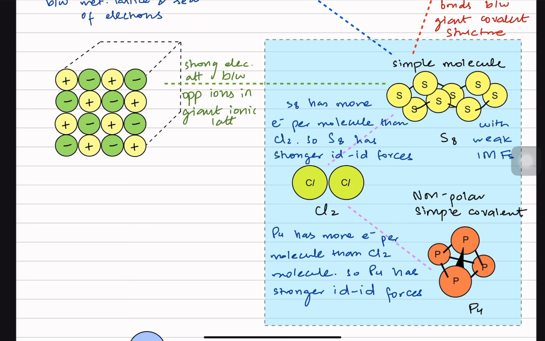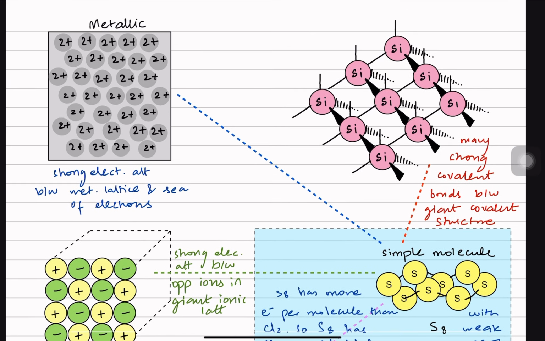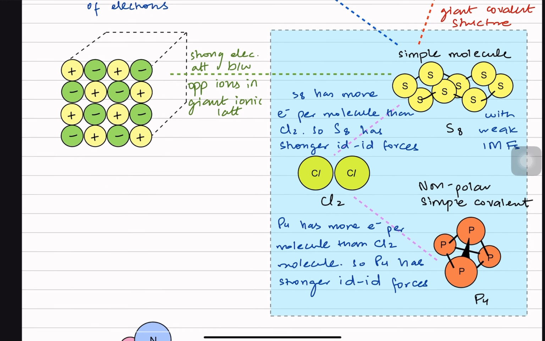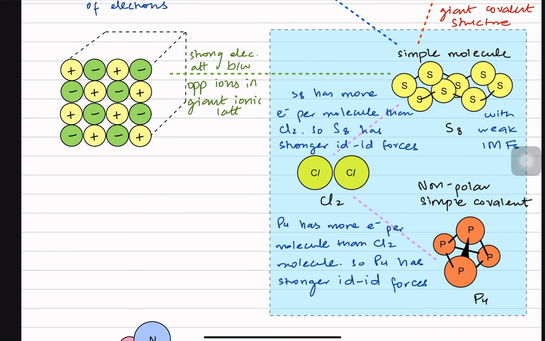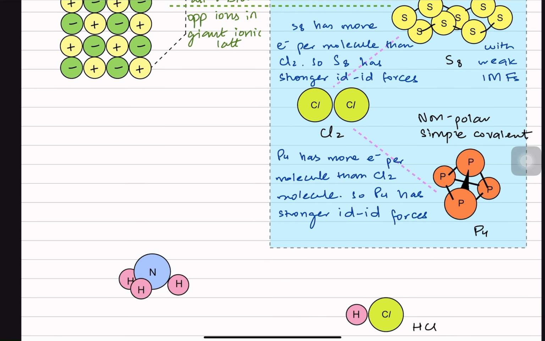So my answer will involve ID references or PD references only if they are simple covalent molecules. Otherwise, if they are giant ionic or metallic or giant covalent, then why should I talk about specific ID? I can just say intermolecular. But if it is between simple covalent molecules, then you specify ID or PD, or the strength of ID or the strength of PD.